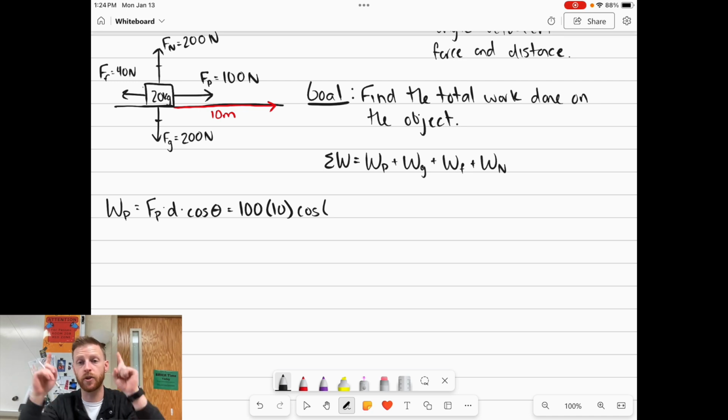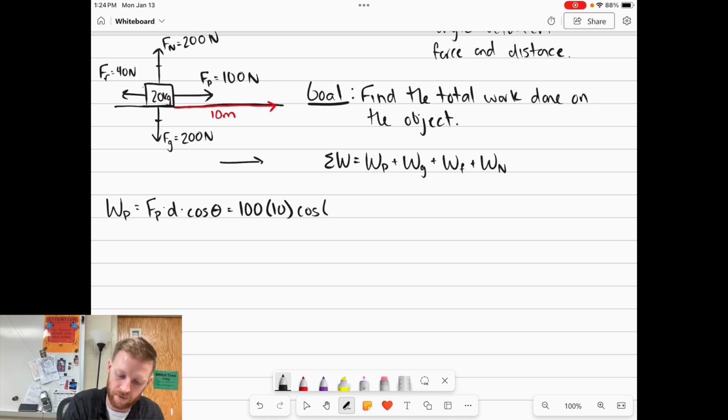Well, you can use your fingers to help you figure this out. Take one of your hands and point in the direction of the push, which in this case is to the right. So there's my force. And what direction is the distance going? Well, it's also going to the right. So that means the angle between these two, going the same way, is going to be 0.